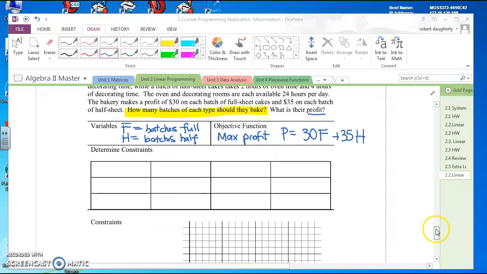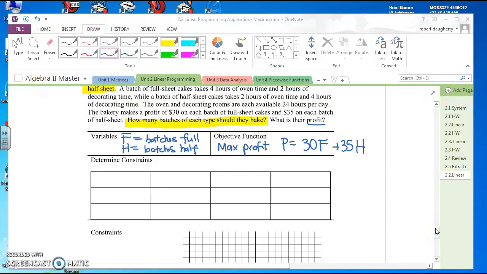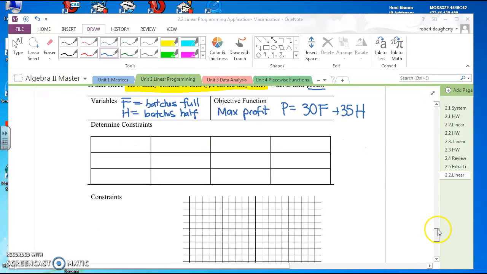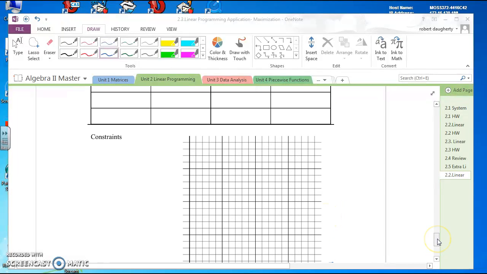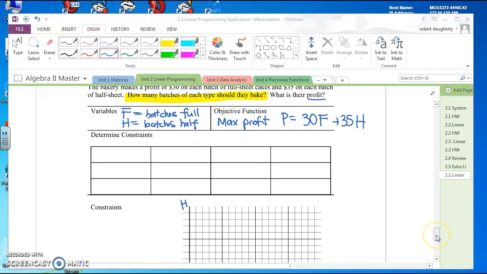Now I just need to figure out what the constraints are. You will notice I wrote F down first. So I will go down here and make sure I know that's F and this is H. Those are my two axes. I'm going to be very consistent. Every time I write those variables, F comes first, H comes second.